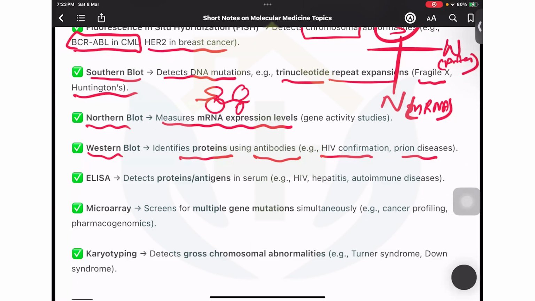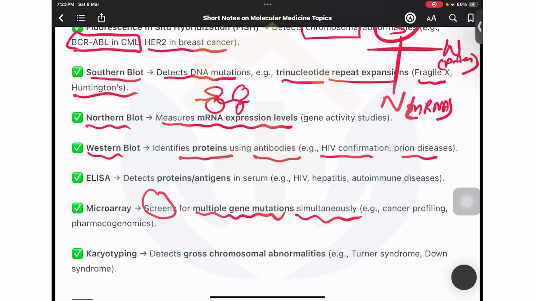Then comes microarray. Now, microarray is basically microanalysis. So you go down into the DNA and into the chromosome and find specific genes, and those genes you detect their mutations. So it is a screening tool. It is not a diagnostic tool. It is a screening tool. It screens for multiple gene mutations simultaneously.